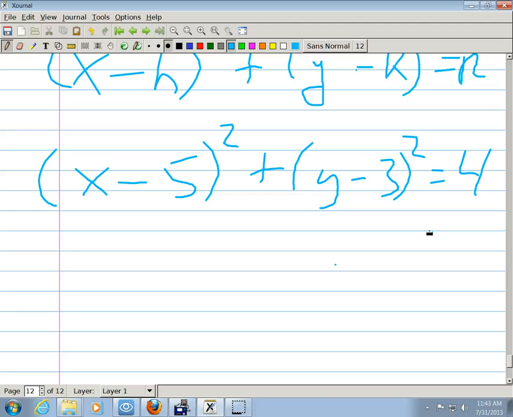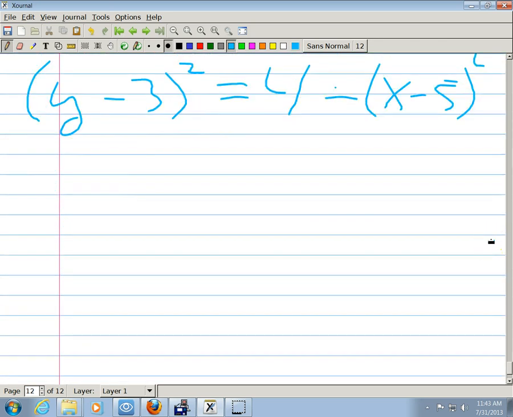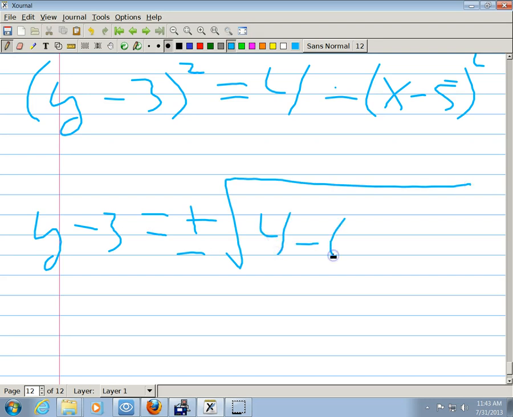All right, how do you get y alone? Get rid of the x minus 5 squared, subtract it from both sides. So you get y minus 3 squared equals 4 minus x minus 5 squared. Now what? Square root both sides. But remember, what's the square root of 4? 2, or you get two answers, right? So you get y minus 3 equals plus or minus radical 4 minus quantity x minus 5 squared. And one more step to get y alone.